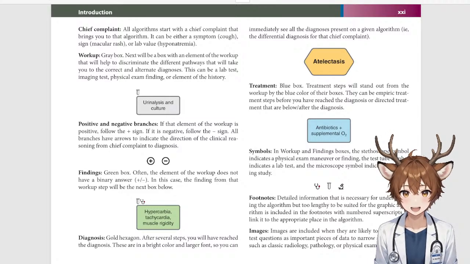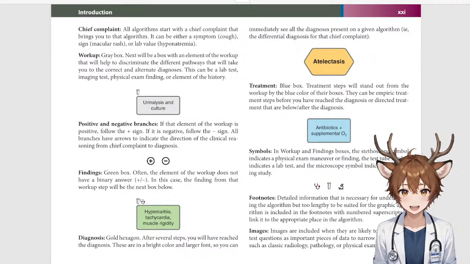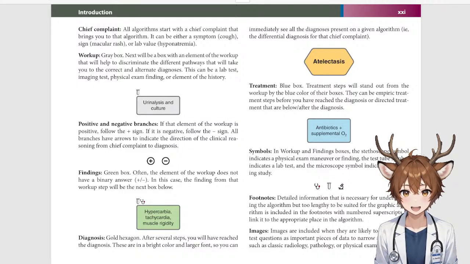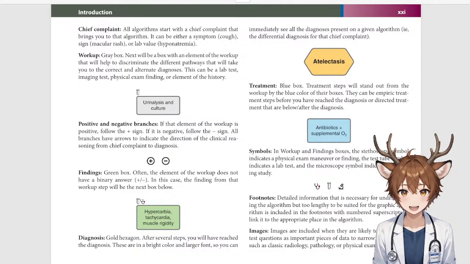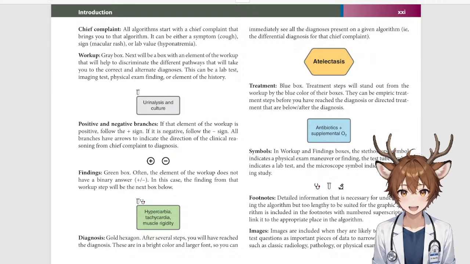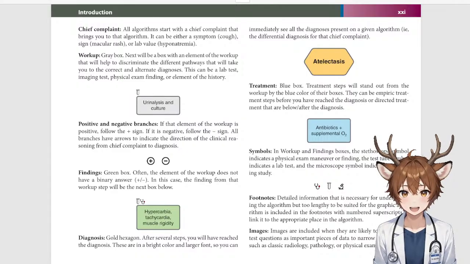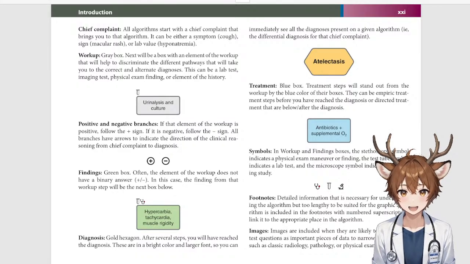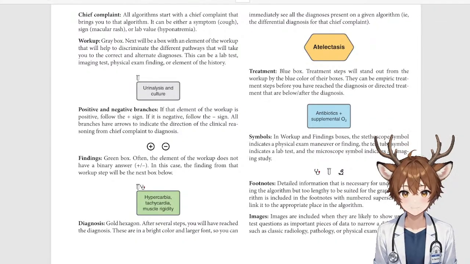Footnotes: the detailed information that is necessary for understanding the algorithm, but too lengthy to be suited for the graphic algorithm, is included in the footnotes with numbered superscripts to link it to the appropriate place in the algorithm. Images are included when they are likely to show up on the test questions as important pieces of data to narrow a differential, such as classic radiology or physical exam findings.